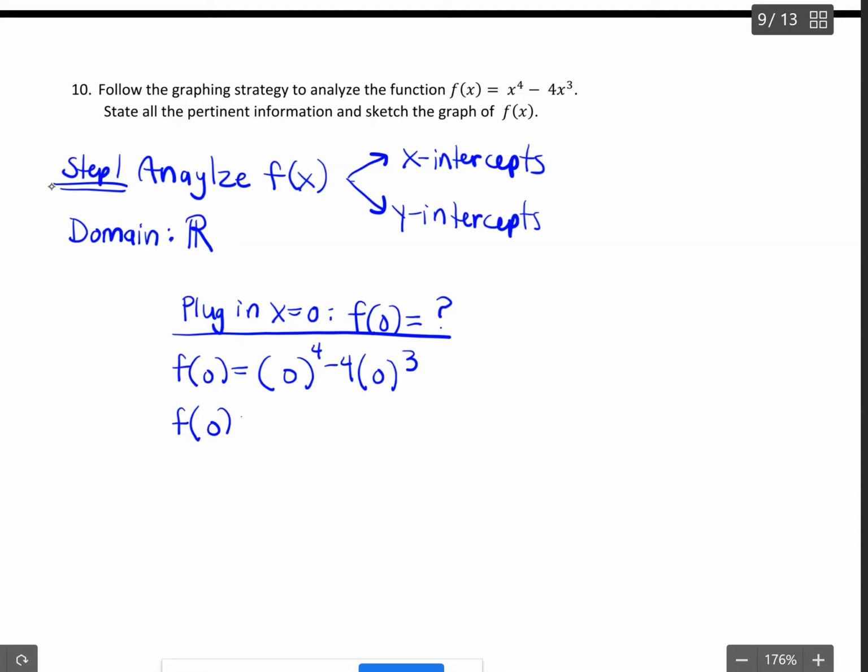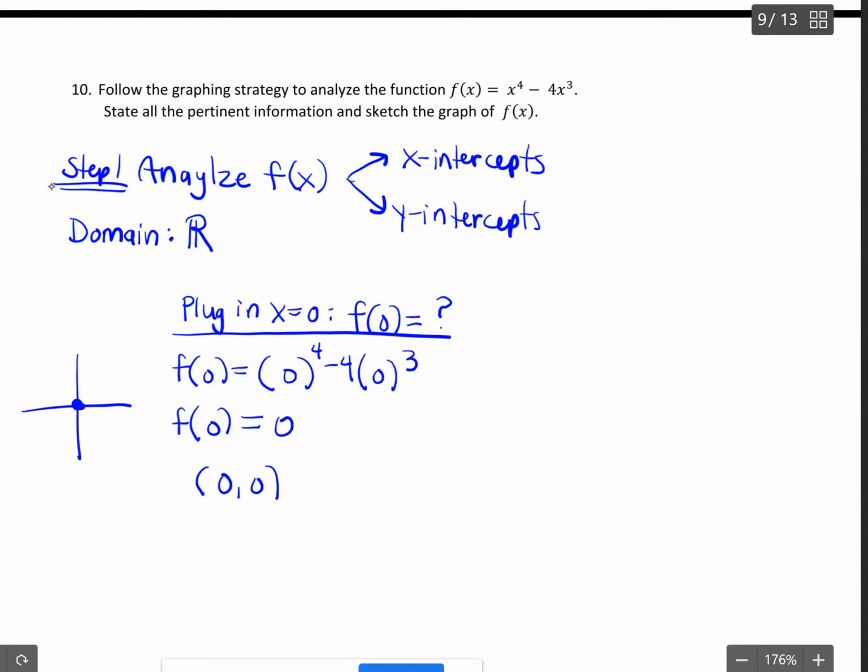We can't use the quadratic formula for this because it's not quadratic, but we can factor. There's a GCF. Remember, the first step of any factoring problem is to find the GCF. So here the GCF is x cubed, so I'm going to factor that out. I'll label this as my GCF.